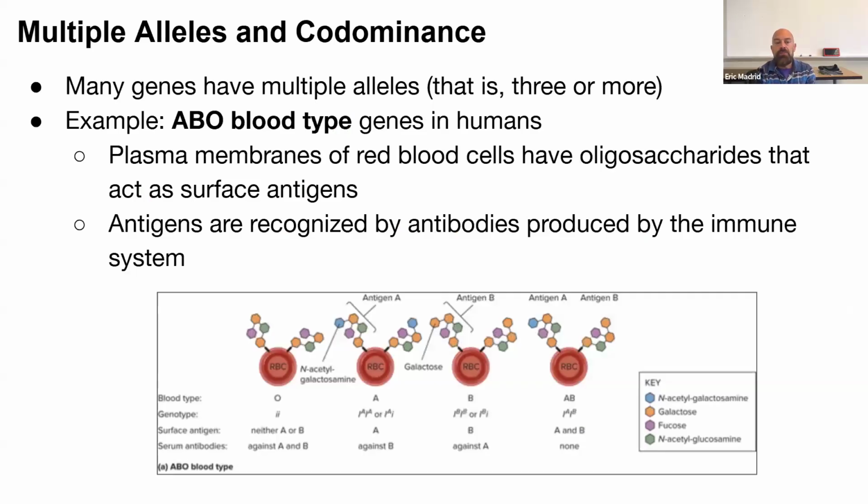Now we get to the next one, which is multiple alleles and codominance. These two go together. Multiple alleles is exactly like what it says. That means you've got a gene, and for that gene, there's more than just two alleles. So in normal Mendelian inheritance, you've got like big A, little a, right? You've got big C, big M, little m, whatever.